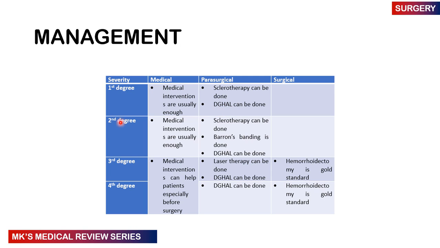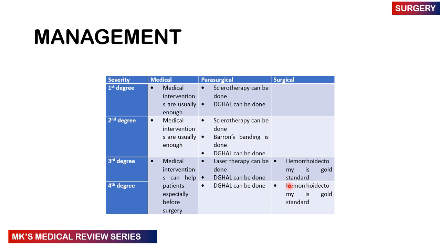Then if it's second degree, where they prolapse on defecation but return spontaneously, medical interventions are also usually enough, but you can do sclerotherapy. You may do Barron's banding. You may also use your Doppler-guided hemorrhoidal artery ligation. Then for third degree, where they prolapse but have to be reduced manually, and fourth degree, where they are prolapsed permanently, medical interventions can help the patient, especially before surgery, but generally these patients have to be treated by parasurgical and surgical modalities. So laser therapy, Doppler-guided hemorrhoidal artery ligation, and hemorrhoidectomy can be the gold standard for both of these cases.